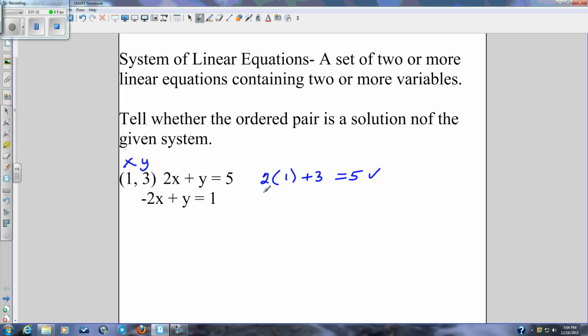So now let's do the same thing with the second one. We're going to plug 1 in for x, so we're going to have negative 2 times 1 plus 3, and we want to know if that is equal to 1. Well, negative 2 times 1 is negative 2, plus 3 does indeed equal 1. So since (1, 3) is a solution of both equations, we will say that yes, the point (1, 3) is a solution of the given system.